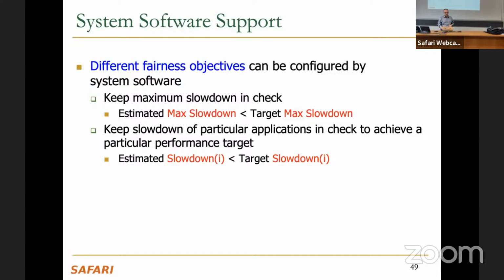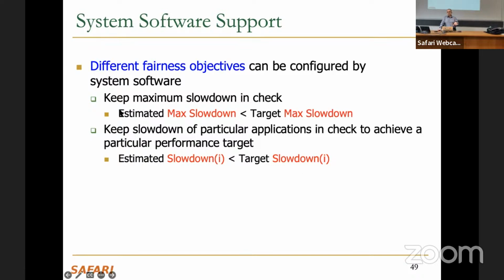Fairness objectives can be configured by system software, for example, to keep maximum slowdown in check. We can consider that the estimated max slowdown should be lower than the target max slowdown. So that's one way of doing that. Or we can keep the slowdown of particular applications in check to achieve a particular performance target, like the estimated slowdown of application i should be lower than its targeted slowdown. There might be some applications whose quality of service is important for you, so you can consider them in your fairness objective.